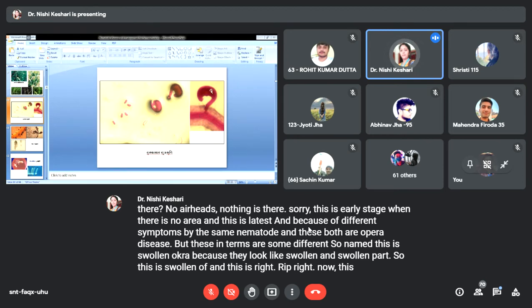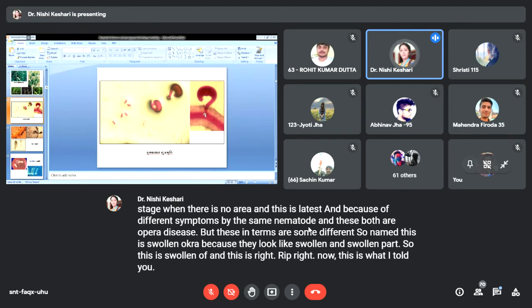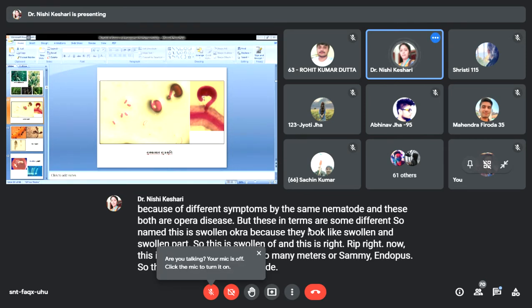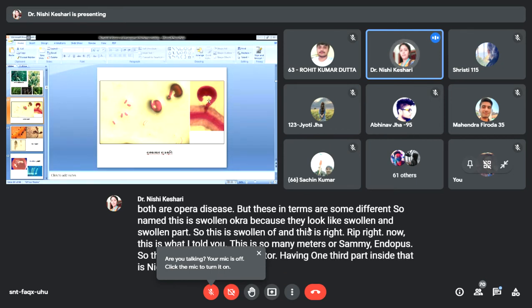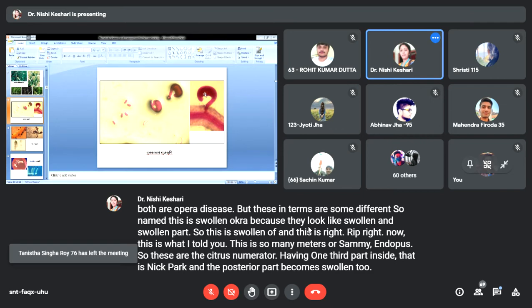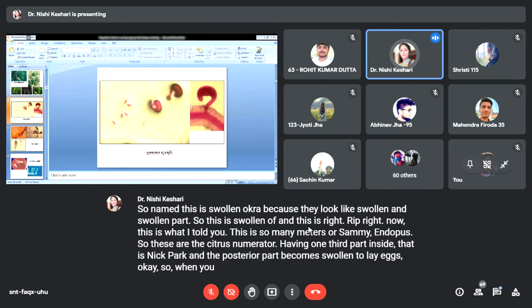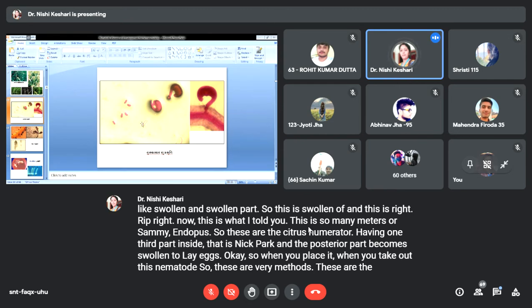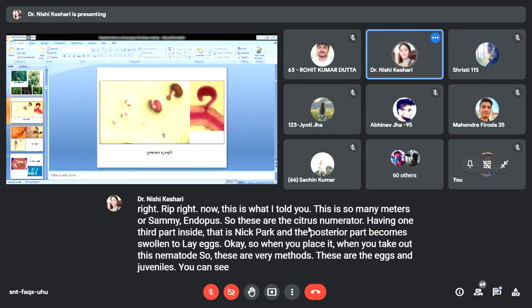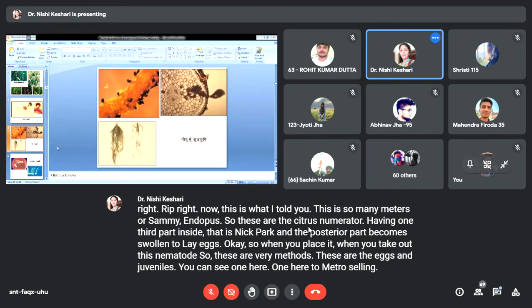Now this is what I told you. Some nematodes are semi-endoparasites. So these are the citrus nematode, which are having one third part inside, that is the neck part, and the posterior part becomes swollen to lay eggs. Okay, so when you take out this nematode, these are the female nematodes, these are the eggs and the juveniles. You can see one here, one here, two nematodes are here. So in this way, the slide is visible.